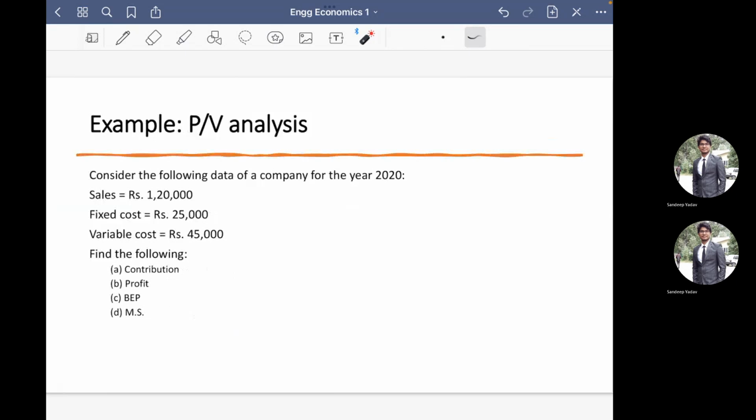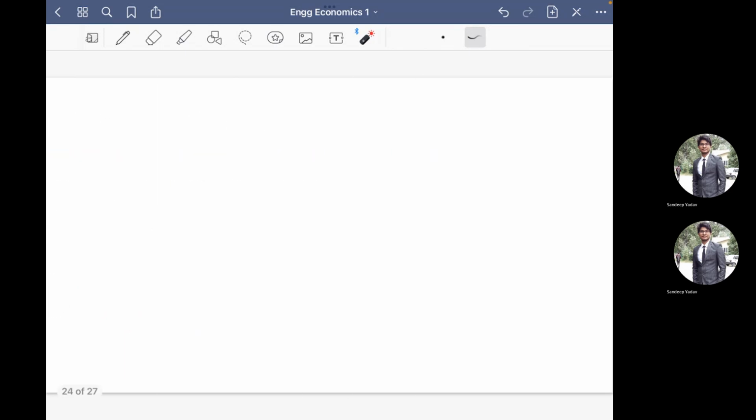Consider the following data for a company for the year 2020. Actual sales are 1,20,000 rupees. Fixed costs are 25,000. And variable costs are 45,000. So now we have to calculate the contribution, profit, break-even point, and margin of safety. Just a minute. We can calculate this.